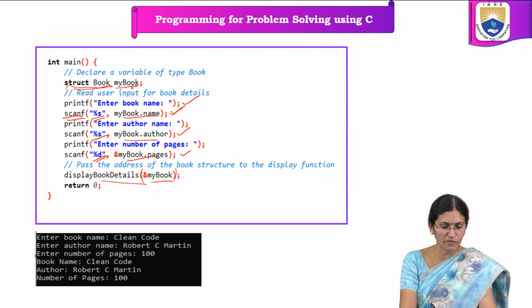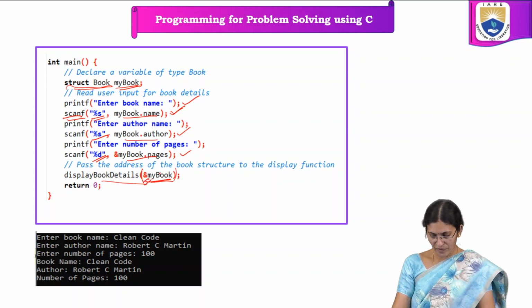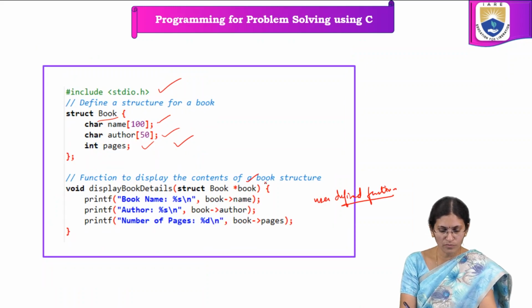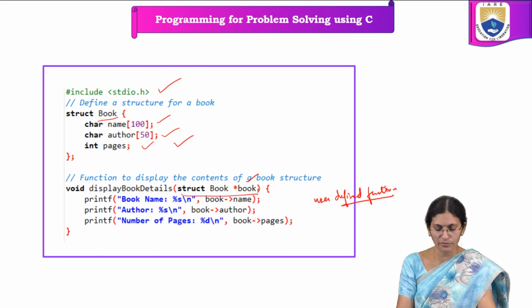Next, after this, we are calling the function display book details, and we are passing the address of the structure variable. This symbol implies that this is an address symbol. So we are passing the address of the variable my book. In the user defined function definition, in order to receive the structure, we need to declare a pointer here, a pointer of type struct book. That is what we have done here.